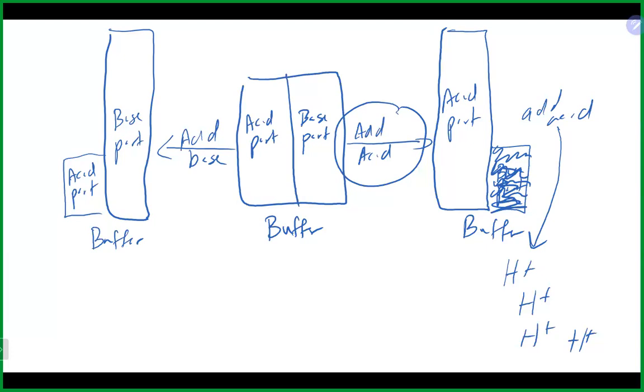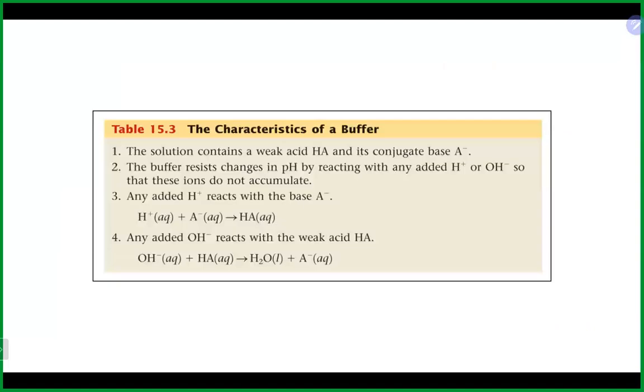All right, I think that should wrap it up. And there's, again, a table from your book showing what it makes. These are the generic reactions that occur. If you add acid, you will make the acid part of the buffer. If you add base, you'll make the base part of the buffer, as we see there.